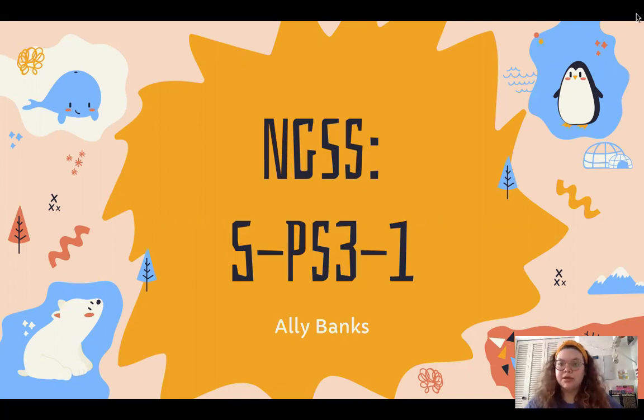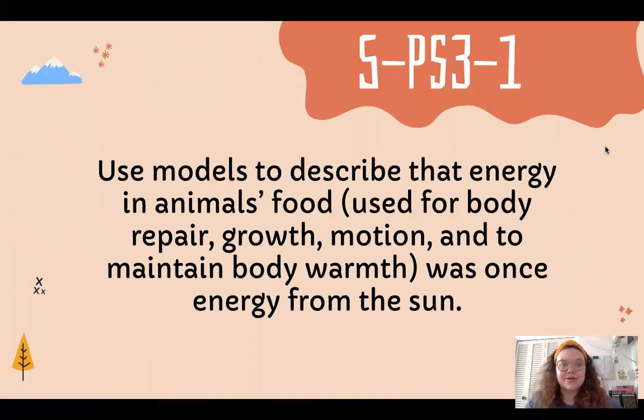5-PS3-1. All right, so this standard is to use models to describe that the energy in animals' food used for body repair, growth, motion, and to maintain body warmth was once energy from the sun. So this is kind of a performance based standard.